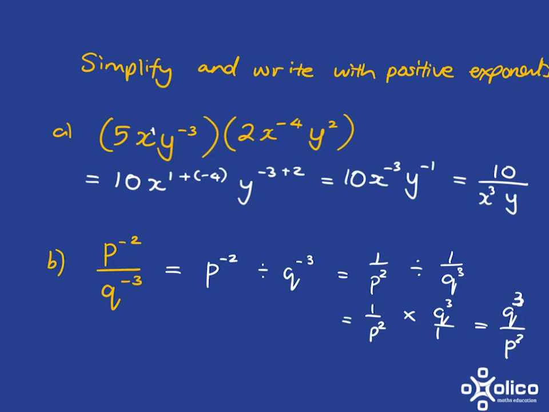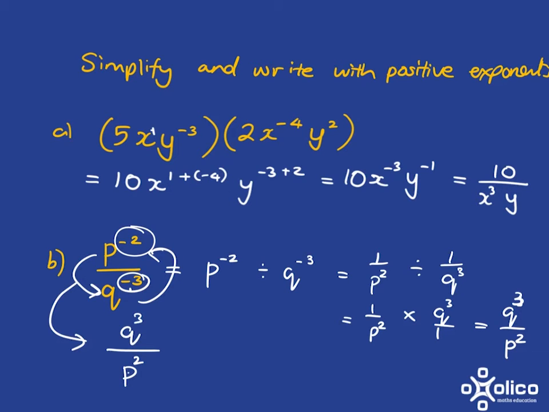over p squared. But hopefully, as you get faster and faster with this, you will just be able to recognize that this negative means it simply needs to come down to the bottom and become positive, and the negative, when it's in the denominator, will simply result in it going up and becoming positive. That's the shortcut.